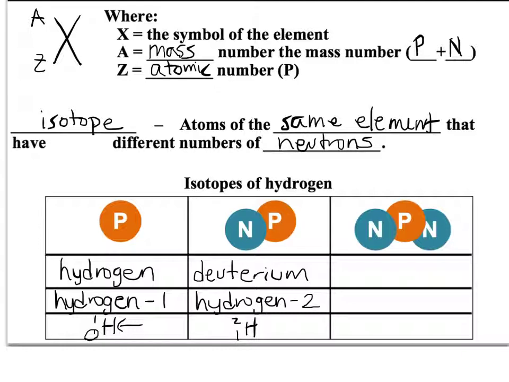Our third isotope of hydrogen, again, we've just added another neutron. And the common name for this is tritium. Systematically, we would say this is hydrogen-3, again because we have 3 subatomic particles in the nucleus. And then finally, the nuclear symbol would look like this.